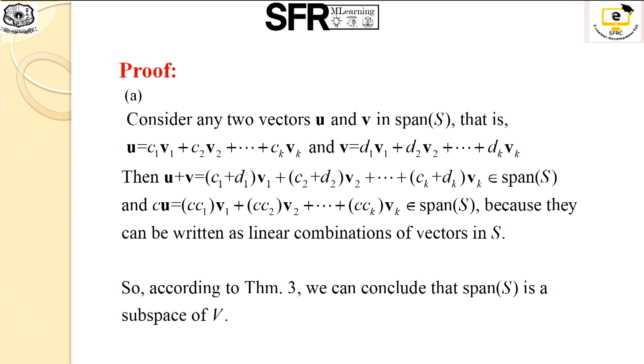So, here we use the subspace theorem, that is, W is a non-empty subset of a vector space V, then W is a subspace of V if and only if the following conditions hold. First one is, if u and v are in W, then u plus v is in W. Second one is, if u is in W and C is any scalar, then Cu is in W. Here the two conditions are satisfied. So, we get the span of S is a subspace of V.